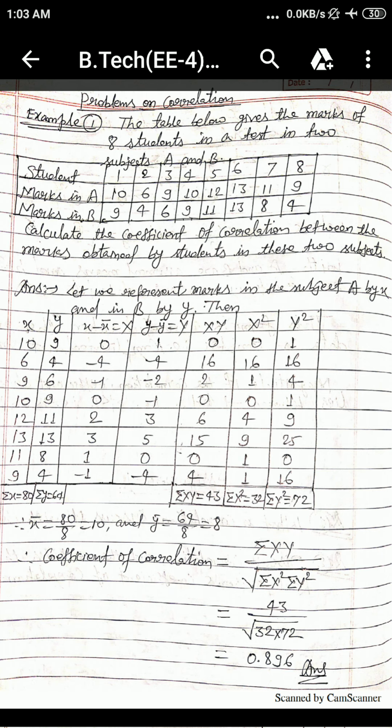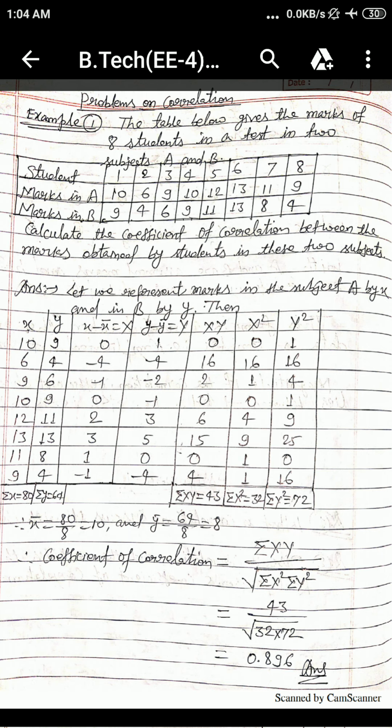The first student has the marks 10 in subject A and 9 in subject B, and similarly the second, third, fourth, fifth, sixth, seventh and eighth students have different marks. The question asked here: calculate the coefficient of correlation between the marks obtained by students in these two subjects. So we are asked to find the coefficient of correlation.